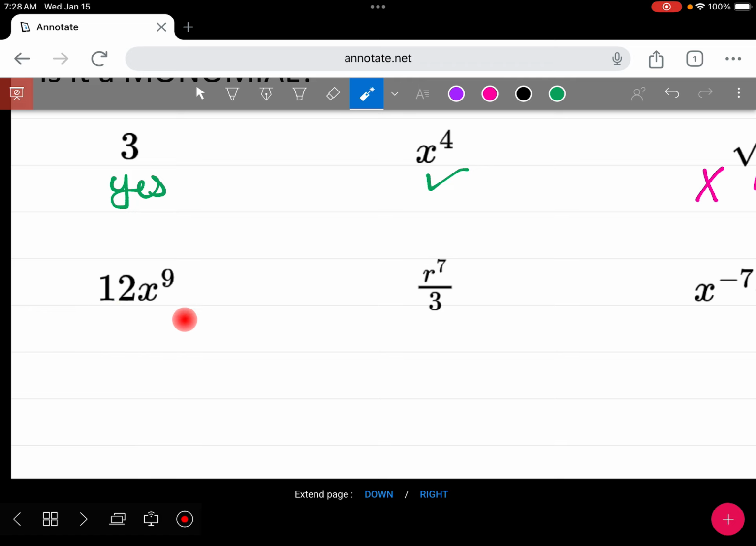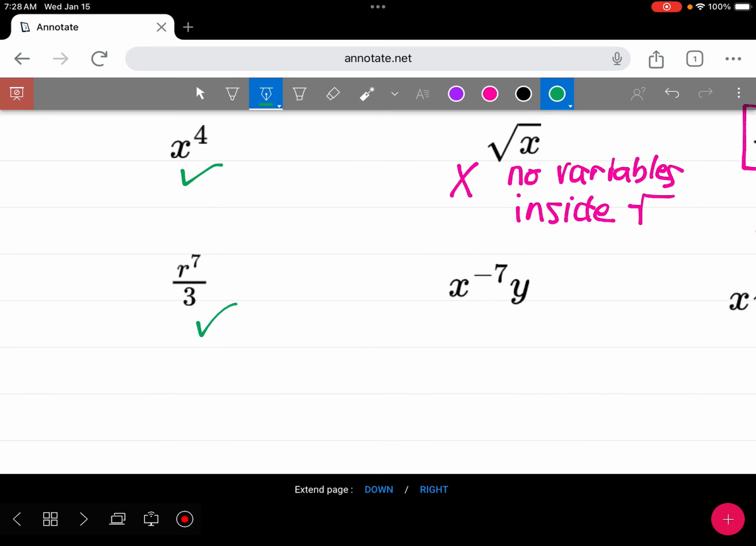How about 12x to the 9th? That one's good. Totally fine. How about this next one? r to the 7th over 3. That's totally fine. Dividing by 3 is never going to give me a problem in my domain. It's never going to give me an undefined situation. So we can think of that as being 1/3 times r to the 7th. That's a valid way of thinking of it, because then it's things that are multiplied together. So we can have fraction numbers, we just can't have letters in there.